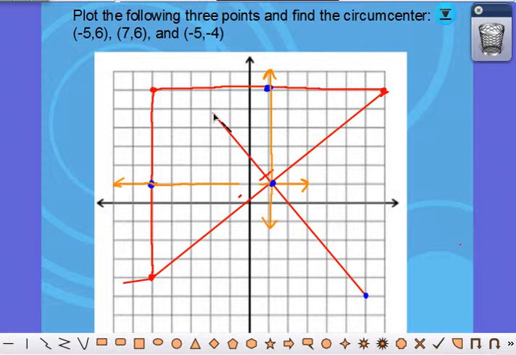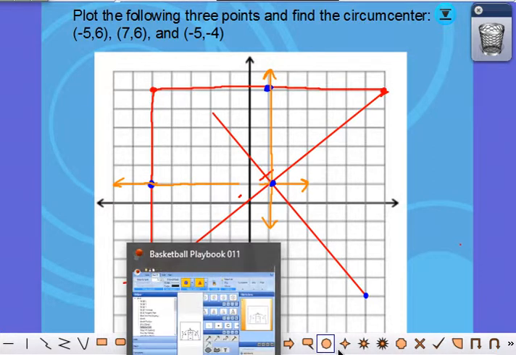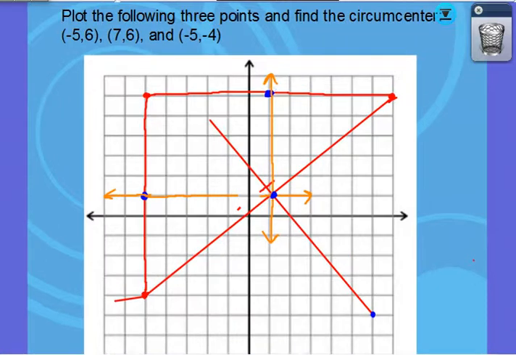So there's your 3 perpendicular lines. I actually drew them in different colors. I hate that I did that. This is a perpendicular bisector, this is a perpendicular bisector, and this is a perpendicular bisector. They all 3 cross at 1, 1.